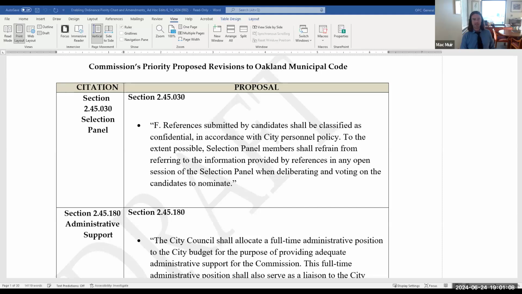Understood. Perhaps I'm not foreseeing the circumstances in which they would have to, but your point's taken. Well, when you say you don't see anything where they would have to, we can't direct the selection panel. I think when we use language like "to the extent possible," it gives them the leeway to do whatever they want to do, but we're requesting that to the extent possible, they should refrain.